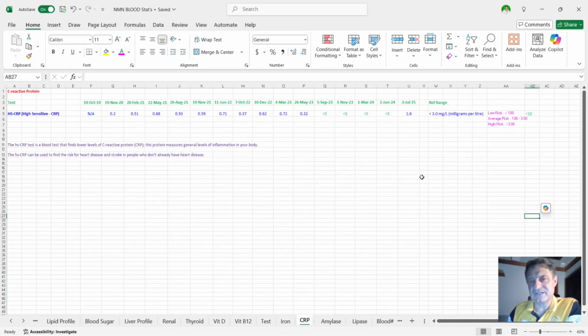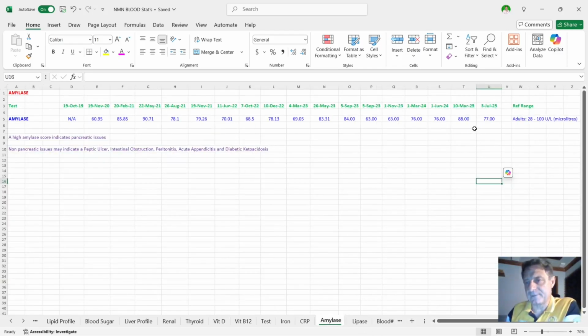C-reactive protein, you can see they've started to give an actual score now, so anything lower than 3.0 is good. Mine is now 1.6. Before they were just saying less than 5, so that could have been 4.9, or it could be like it is now, 1.6. So I'm happy with C-reactive protein. That's 1.6, well under 3.0.